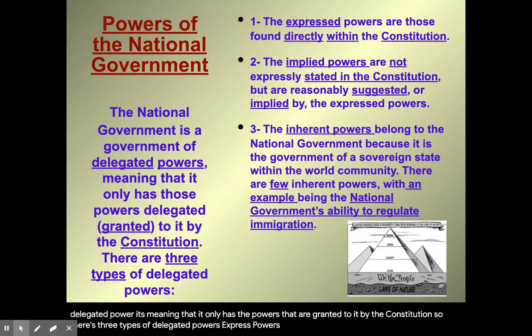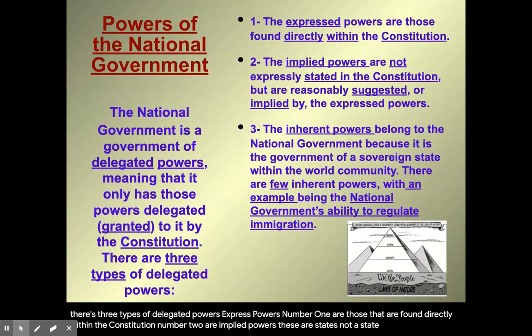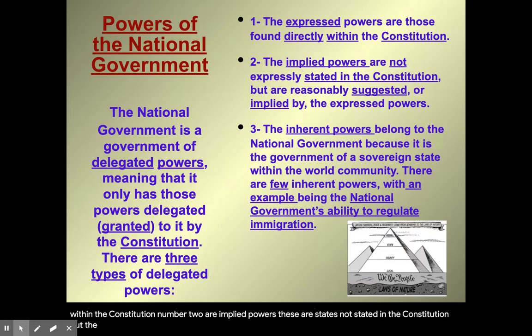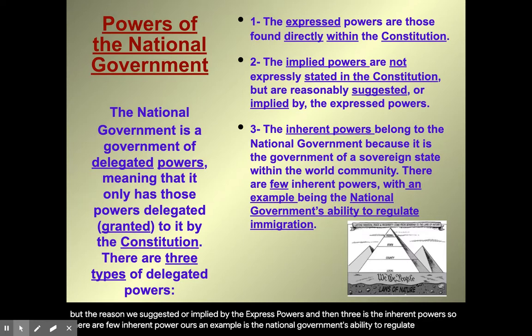Express powers, number one, are those that are found directly within the Constitution. Number two are implied powers. These are not stated in the Constitution, but they're reasonably suggested or implied by the expressed powers. And then three is the inherent powers. There are few inherent powers. An example is the national government's ability to regulate immigration.